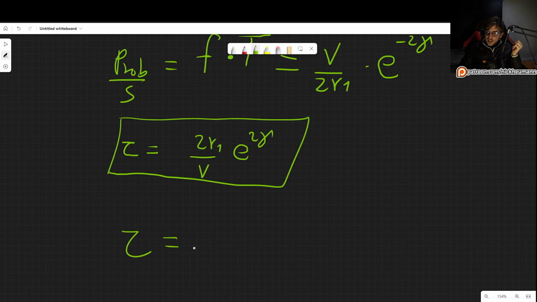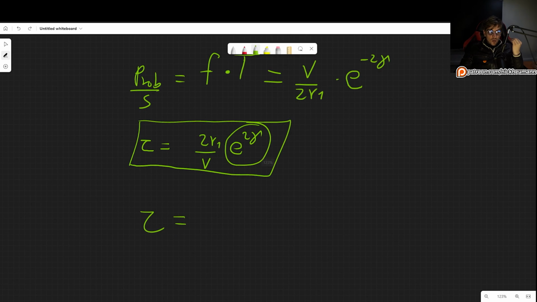Of course, the lifetime is going to be ruled by this exponent. As I mentioned, we don't really know the velocity. We can know the radius, but not the velocity. But not knowing the velocity will not be that much of a big source of error. The exponent is what really matters here.